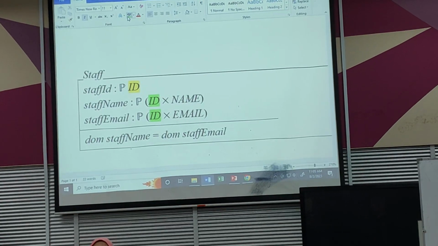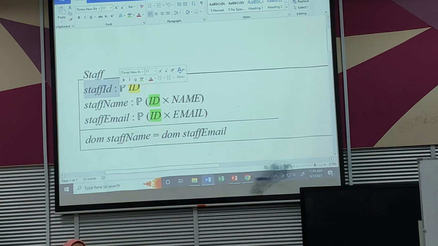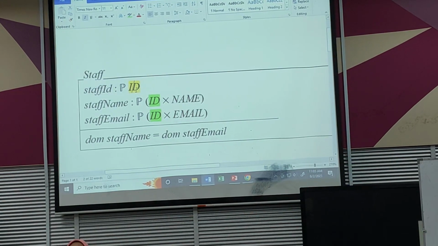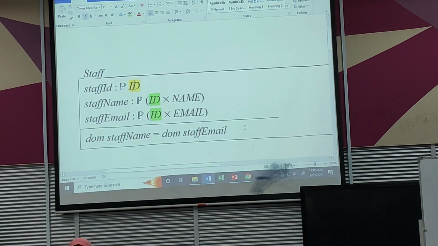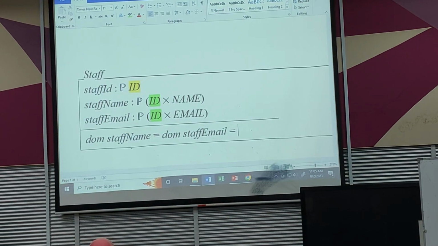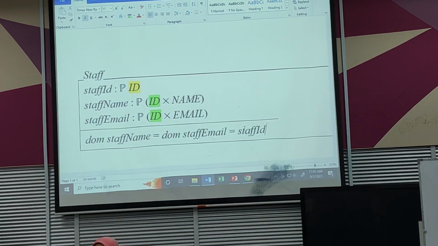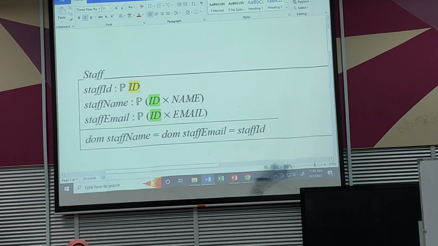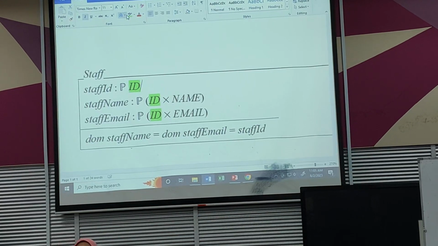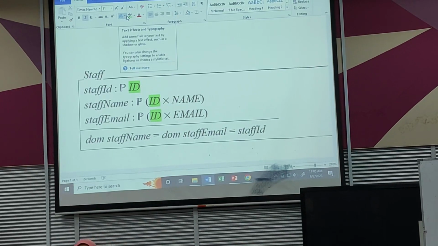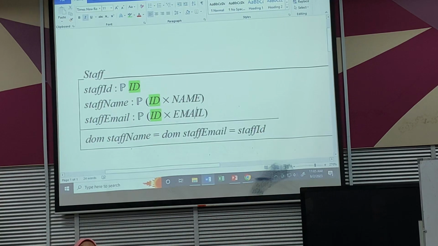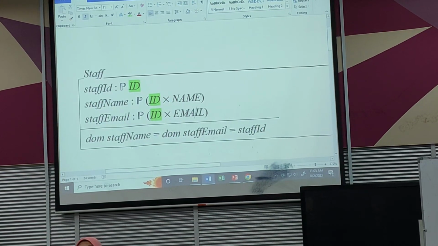Okay, but I still have another one here, staff ID. Staff ID only one. No domain, no range. So I will just put equals to staff ID. Okay, so I cover all already. Okay, here I have name, email. Not the same, so I cannot do anything.